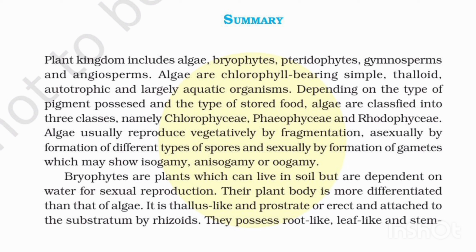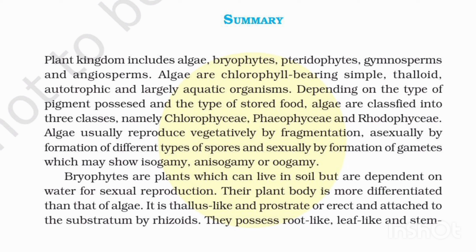Chlorophyceae, Phaeophyceae, and Rhodophyceae. Algae usually reproduce vegetatively by fragmentation, asexually by formation of different types of spores, and sexually by formation of gametes, which may show isogamy, anisogamy, or oogamy. Bryophytes are plants which can live in soil but are dependent on water for sexual reproduction. Their plant body is more differentiated than that of algae.